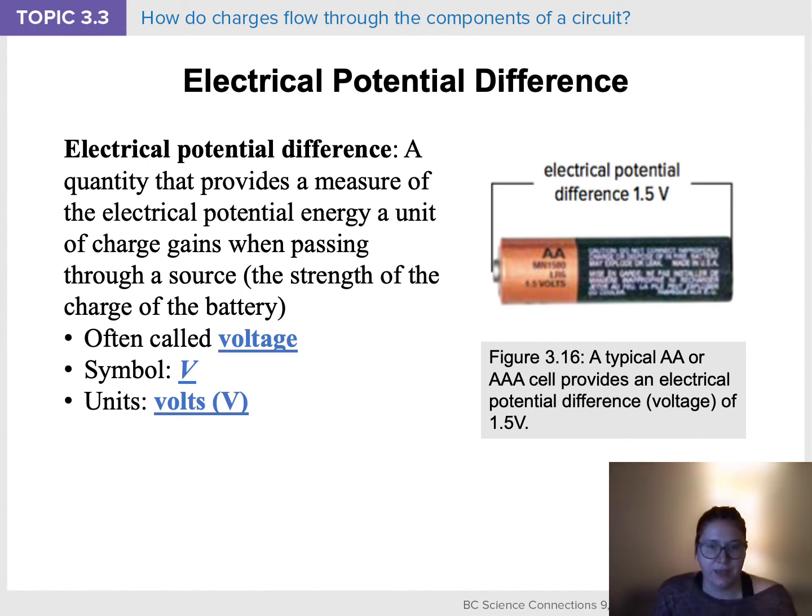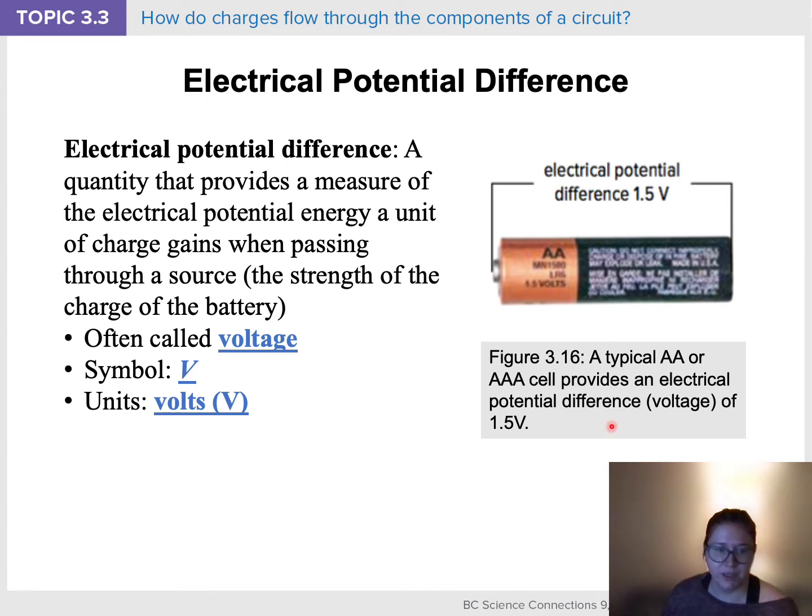We measure the amount of charge, or the amount of electricity we can get from a battery or an electrochemical cell, as the electrical potential difference. So this is a quantity that provides a measure of the electrical potential energy that a unit of charge gains when passing through a source, either a battery or an electrochemical cell. This can also be referred to as the voltage.